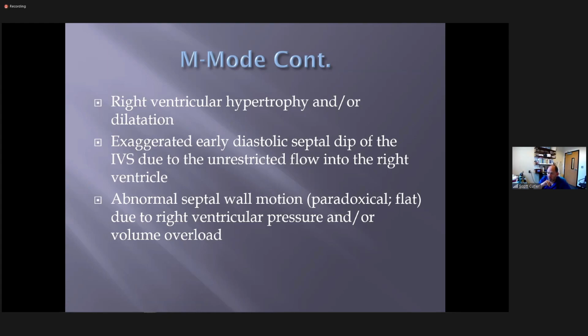You might have abnormal septal wall motion that could be paradoxical. So paradoxical means that it's doing the opposite of what you expect it to do. So if it's supposed to be coming down, it would actually be going up during that time. Or it could be flat. What do you think could cause a flat septum in M mode?